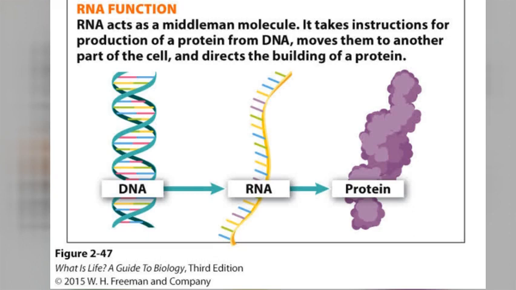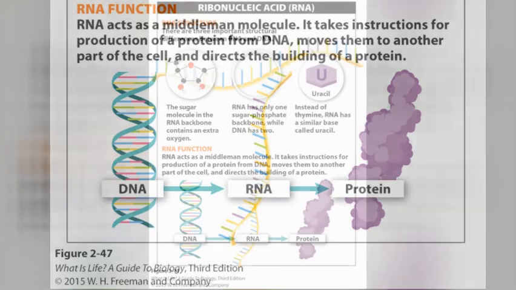The RNA moves to another part of the cell and then directs the linking together of amino acids to form a polypeptide chain that folds into a three-dimensional protein. We'll explore this in greater detail a little later in this class.